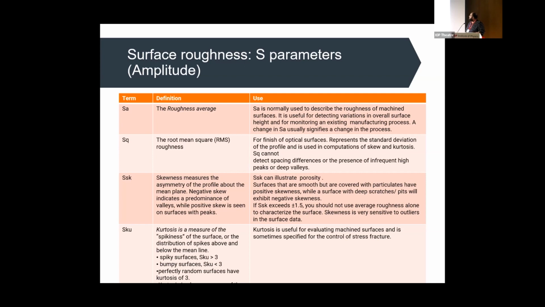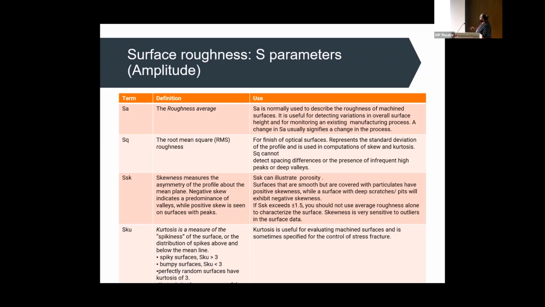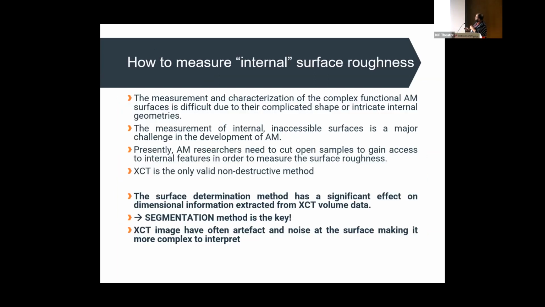So these are different surface roughness parameters that were defined many years ago. Those parameters help to give you an idea of the surface roughness. Here I have listed some of them, but today we will be focusing on the Sa, the roughness average, the mean height.